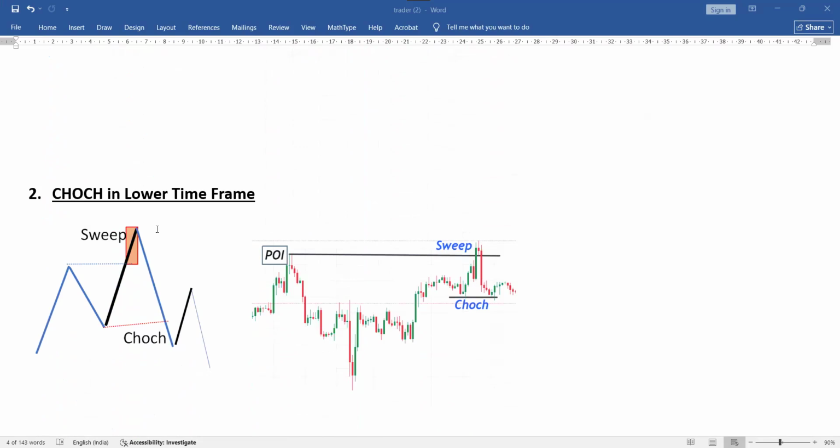Sometimes in the same time frame you can see it can work in both. You can take the same time frame also. You can take the change of character too, which means you should know the proper change of character and how it happens. Or else I take the lower time frame change of character, also fine.